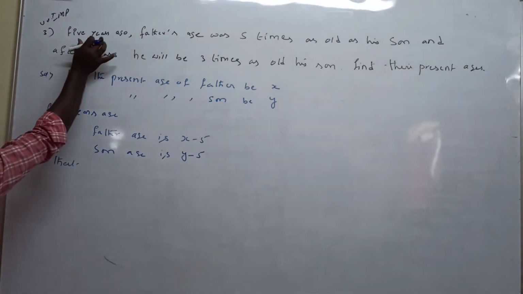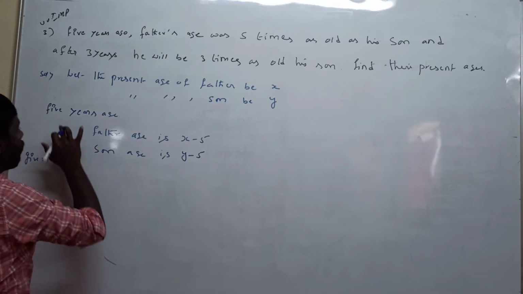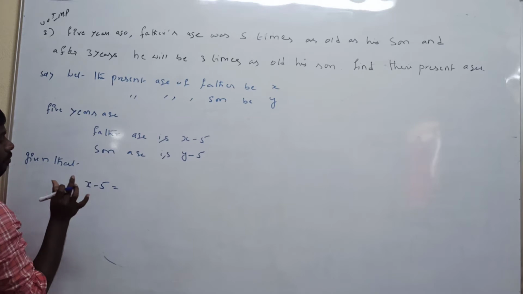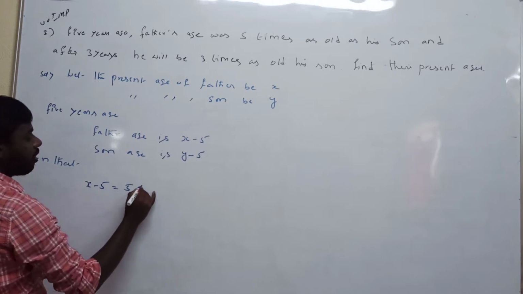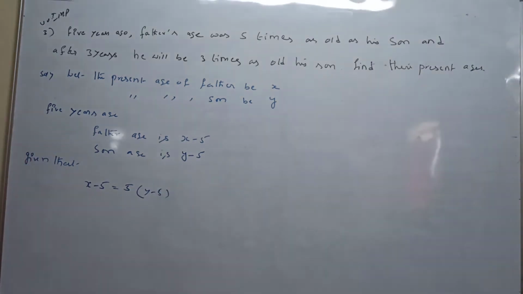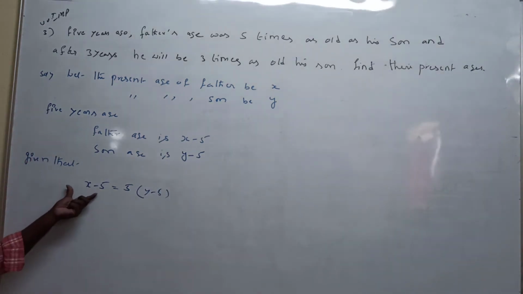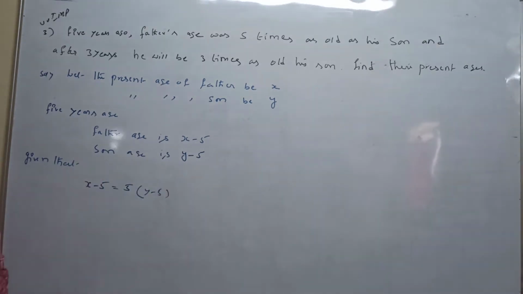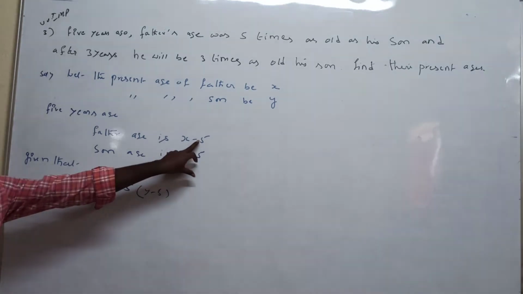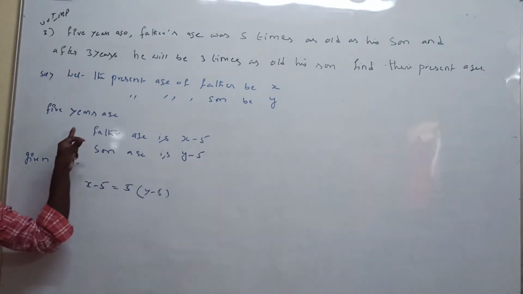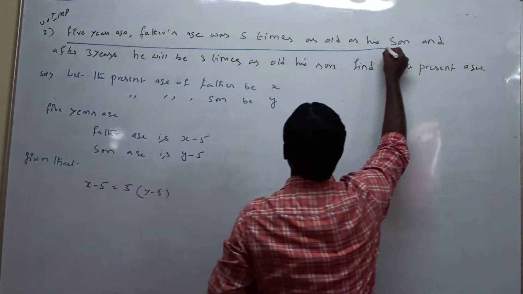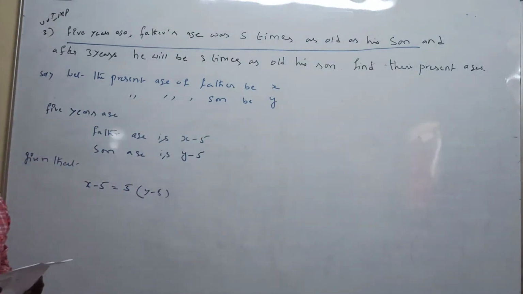Now, 5 years ago, the father's age x minus 5 is equal to 5 times the son's age. You understood? Five years ago, the father's age is equal to 5 times the son's age. Everyone understood? Five years ago, the father's age x minus 5 is equal to 5 times the son's age, y minus 5. That's why 5 years ago the father's age was 5 times the son's.